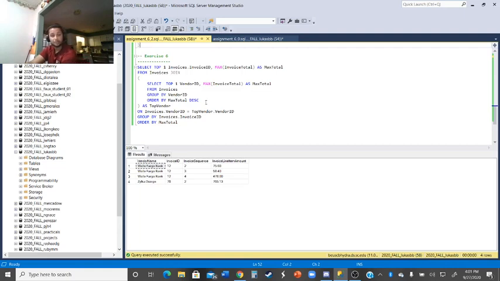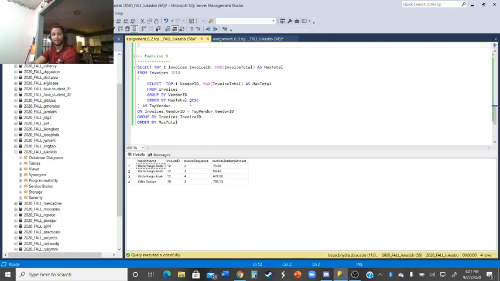And then the final exercise, we were supposed to have one value that summed up the total invoices not sent, I believe. So I asked for the top one invoice ID, and the top one invoice total as max total. I pulled from the invoices table, but I joined it with a subquery that pulled from the invoices table as well.